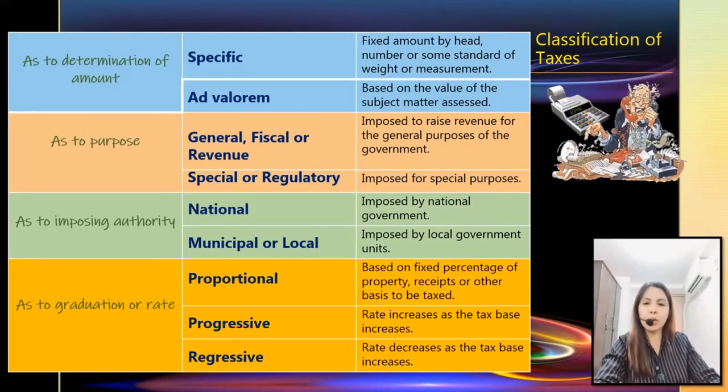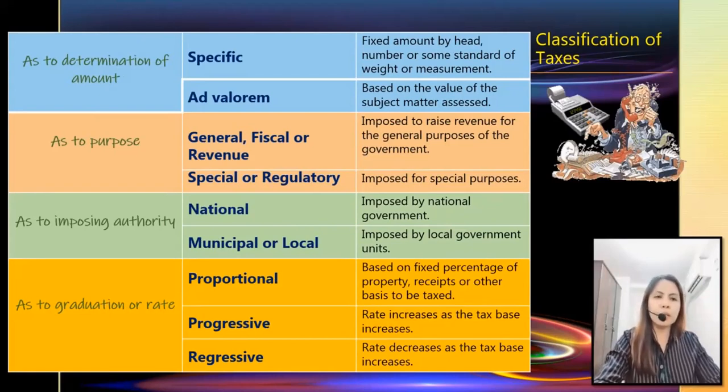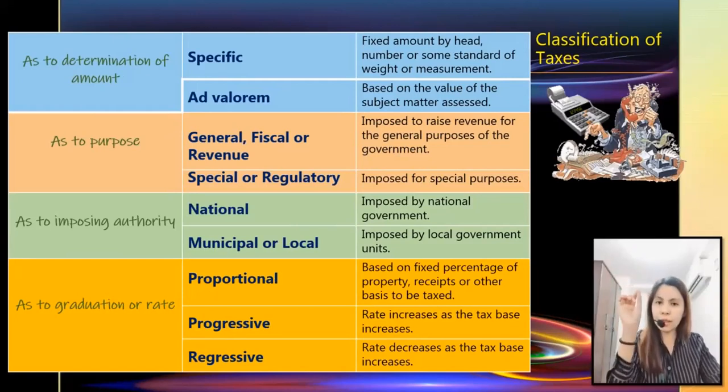As to graduation or rate, taxes may either be proportional, progressive, or regressive. And this we already mentioned in our previous lecture. Proportional, based on a fixed percentage of property, receipts, or other basis to be taxed. Value-added tax, 12% rate, that is proportional. Income tax, particularly corporate income tax, that is proportional. Some of the final withholding taxes are proportional. Basta fixed or constant yung rate.